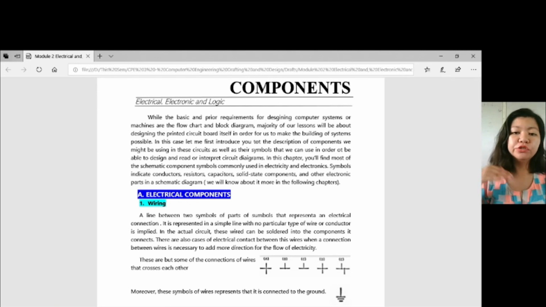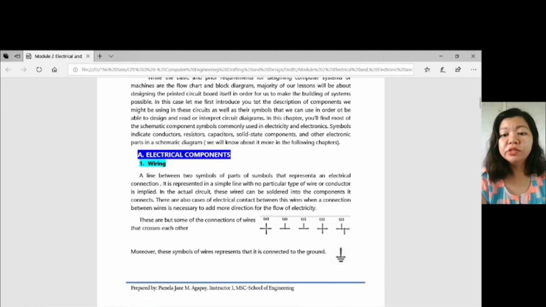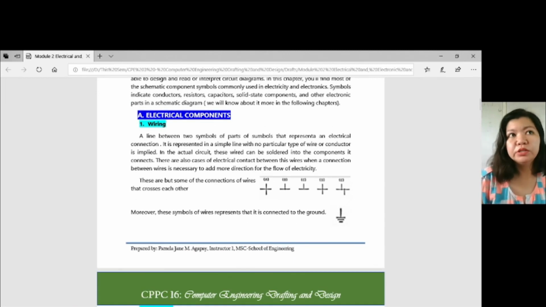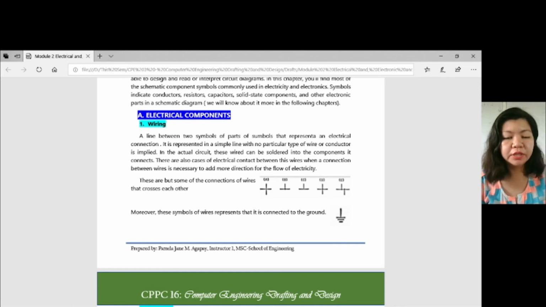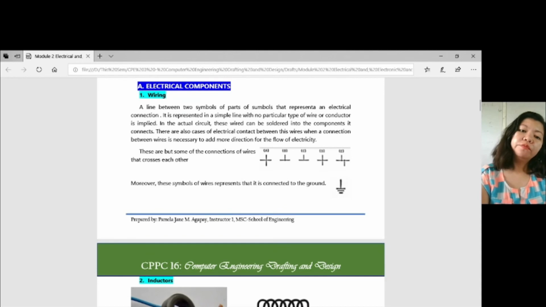So in this case, let me first introduce you to the description of the components that we might be using. You'll find most of the schematic component symbols commonly used in electricity, electronics, and because we're dealing with computer systems, we will be using logic components. Symbols indicating conductors, resistors, capacitors, and so on will be discussed. Again, I will stress that I will just include some of the most common types of components that we are actually using for our printed circuit boards. Now, let's get into the first group of components we will be discussing. That is the electrical components.